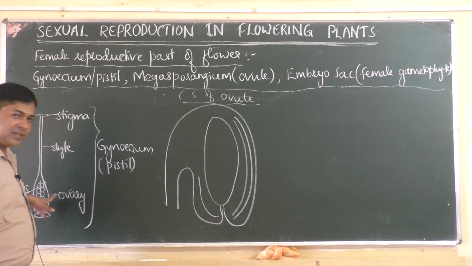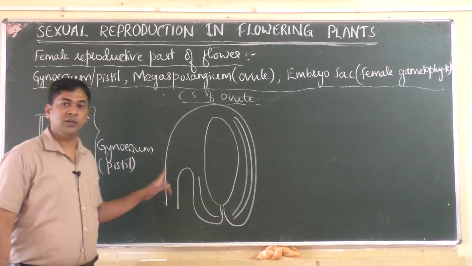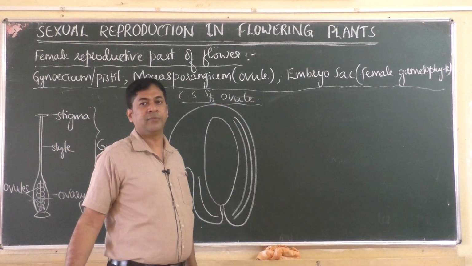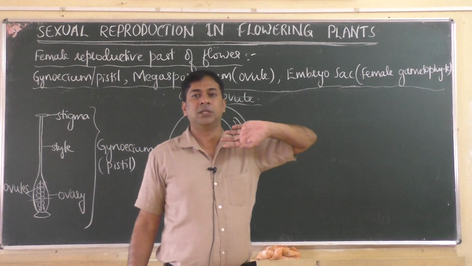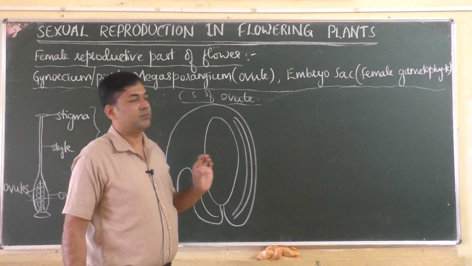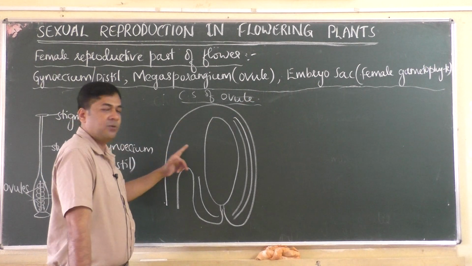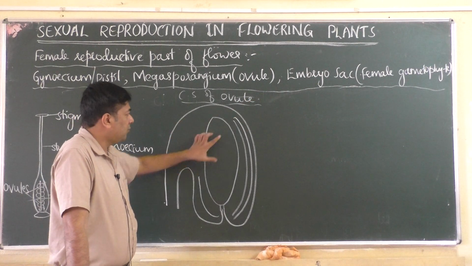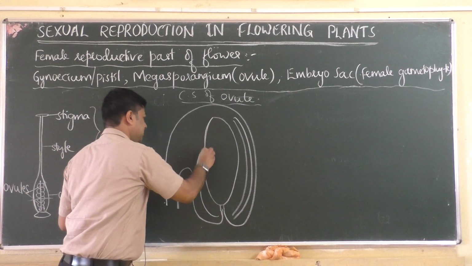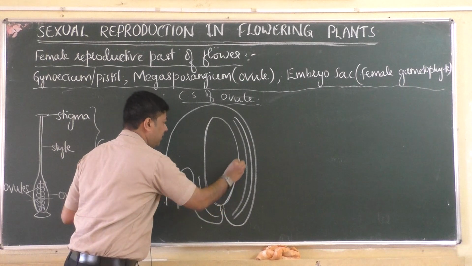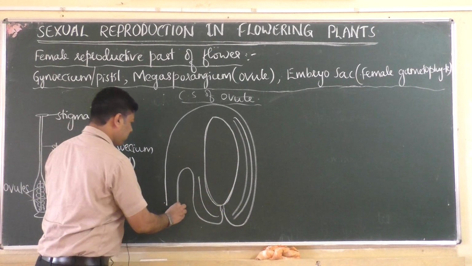Now why are we learning the structure of the ovule? Because when you take the cross section of the ovary, inside the ovary there will be ovule, and within the ovule there will be embryo sac, and within the embryo sac the megaspore or egg will be produced. So how is the egg produced within the embryo sac? To know that, we have to take the cross section of the ovule, because inside the ovule, this central part is the embryo sac, as we have already learnt in the last class. Okay, so this is the structure of the ovule.